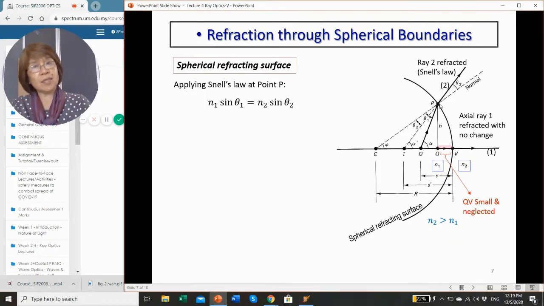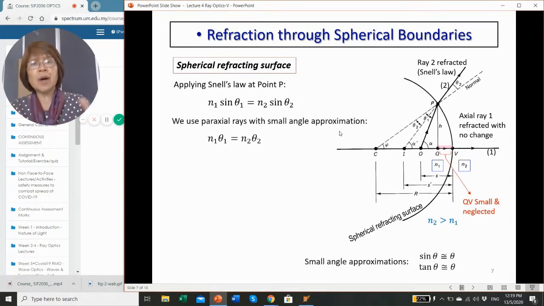Now at point P, Snell's law is applicable. On this side, the medium refractive index is n1, and on the other side of the refracting surface, we have n2. So we're going to define θ1, the incident angle, which is relative to the normal. So we need to draw a normal line to this surface at point P. This line will be from P to the center of curvature. It is the radial line. So this will be θ1. And we are assuming that n2 is larger than n1, so this ray will bend closer to the normal. So we have θ2 over here.